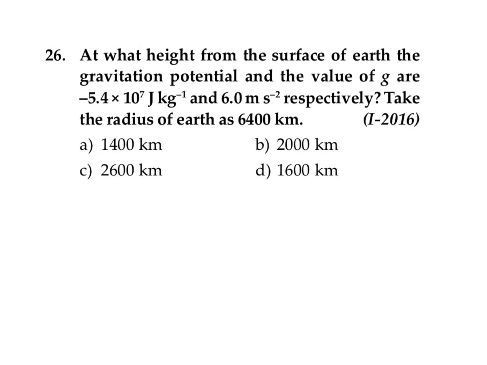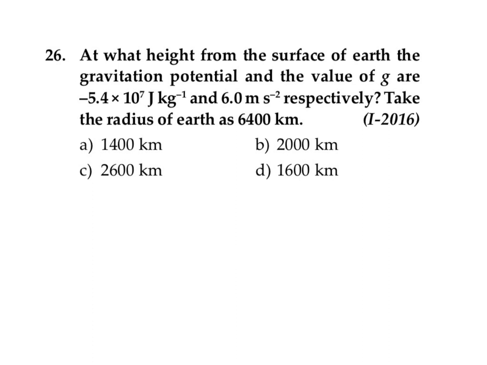At what height from the surface of Earth are the gravitational potential and the value of g equal to -5.4 × 10^7 joule per kilogram and 6 meter per second square respectively? Take the radius of Earth as 6,400 kilometers. So we can just observe the value of gravitational potential. So at what height from the surface?